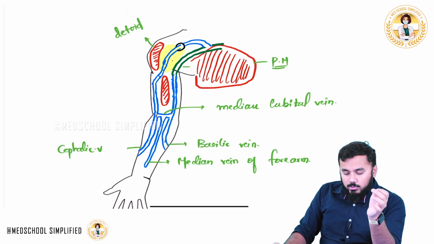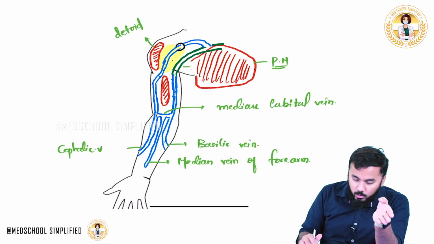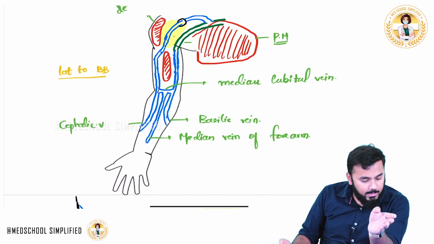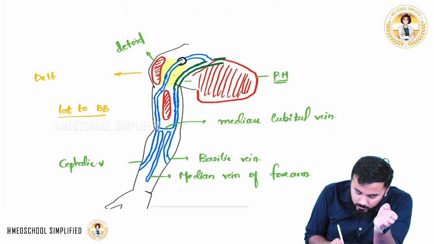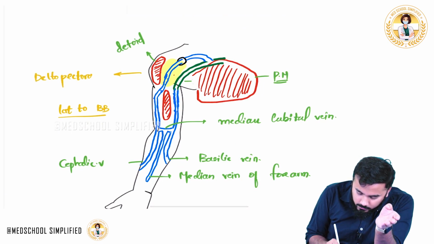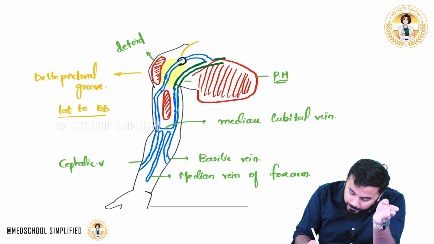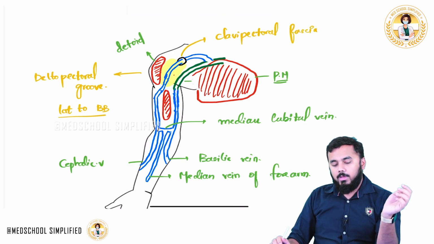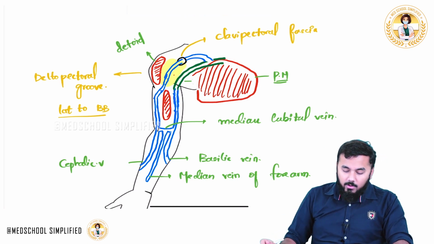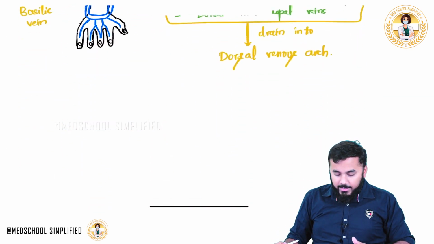So what is the course of your cephalic vein? The cephalic vein passes above, and let me also write these words: it passes lateral to the biceps brachii. After that it passes in between the deltopectoral groove. Then it will pierce the clavipectoral fascia, and finally it will drain into your axillary vein. So this is the course of the cephalic vein. Next important thing, this is the venous supply.